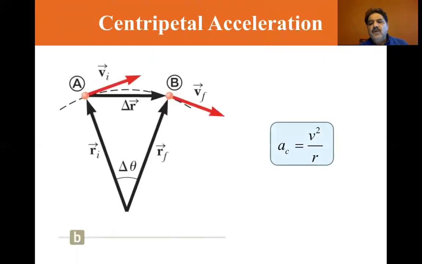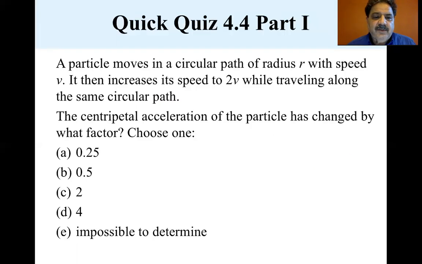Acceleration is equal to v squared over r. See the little blue box? Centripetal acceleration is equal to v squared over r. So let's look at this question again. The centripetal acceleration of the particle has changed by what factor if the velocity has changed from v to 2v? Well, if it's v squared over r, that becomes 4v squared over r. So D is the correct answer, 4 times.